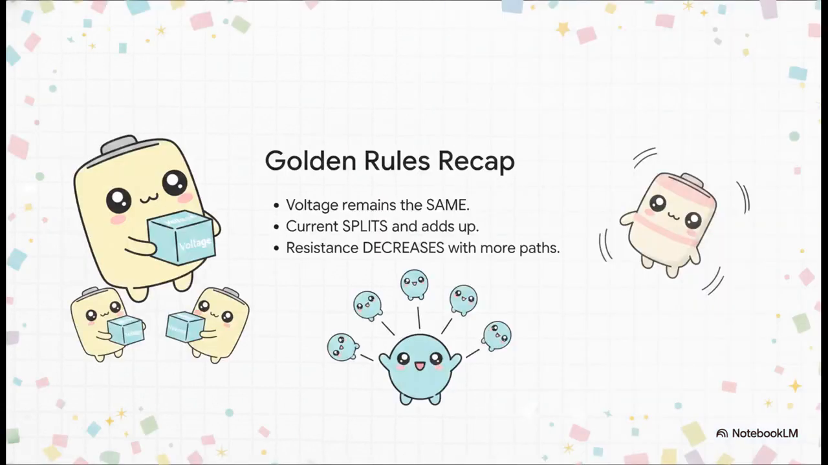Let's lock all of this in. If you take away anything from this explainer today, please remember these 3 golden rules for parallel circuits. Same voltage across all branches, split current that adds up to the total, and decreased overall resistance as you add more paths. Master those 3 rules, and honestly, you've completely mastered the heart of electrical circuits.